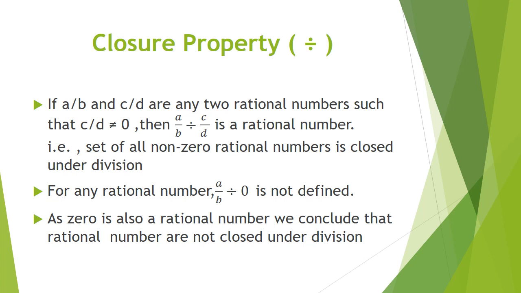Next is, as 0 is also a rational number, we conclude that rational numbers are not closed under division. Thus, we conclude that rational numbers are closed under addition, subtraction and multiplication, but not closed under division.